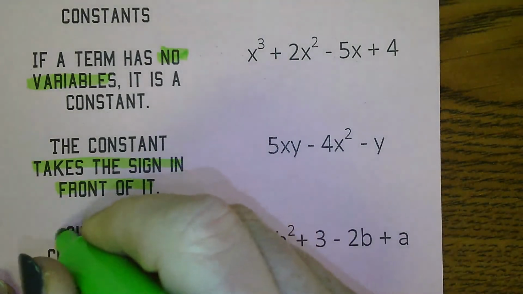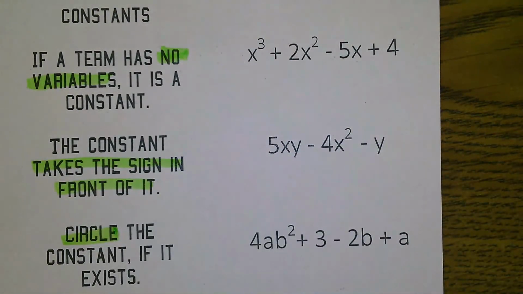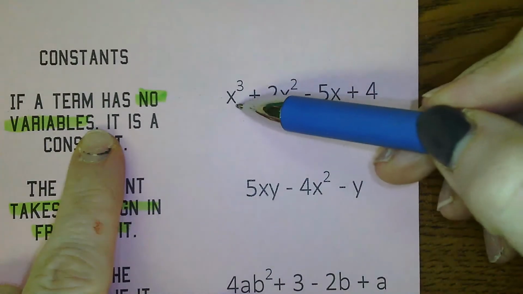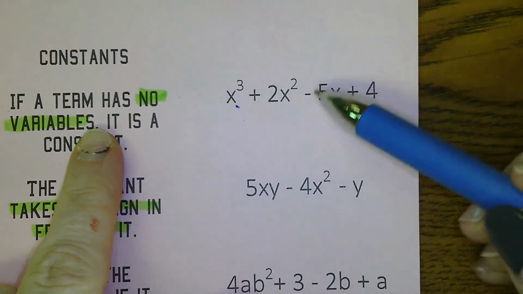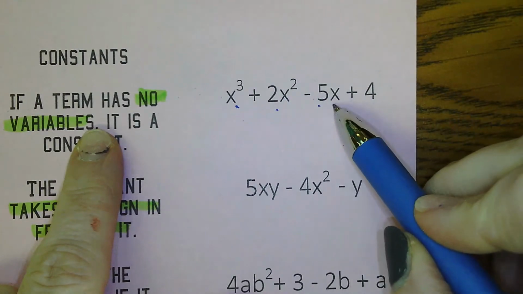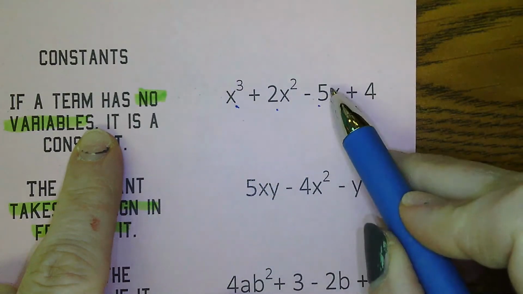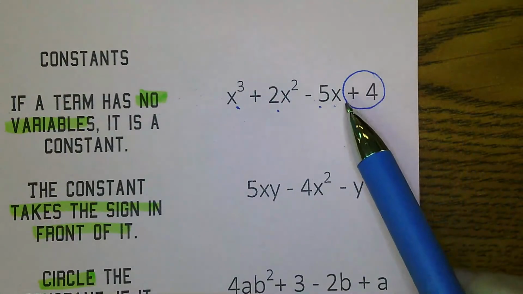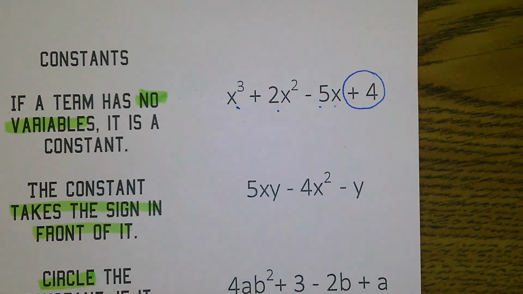And what we're going to do is we're going to go through and we're going to circle each constant. So I'm going to do the first one with you. And then again, I'm giving you time for the next two to try it on your own. So if I have no variable, this one does not work. We have a variable. This one does not work. We have a variable. So coefficient, coefficient, coefficient. So our first one here is a constant. This is a +4. It has no variable.